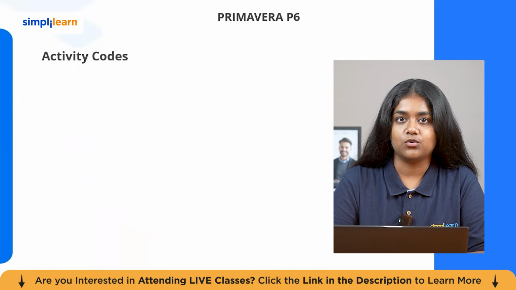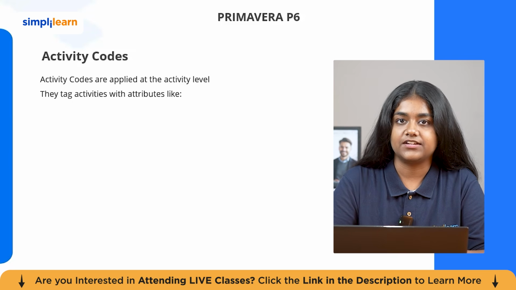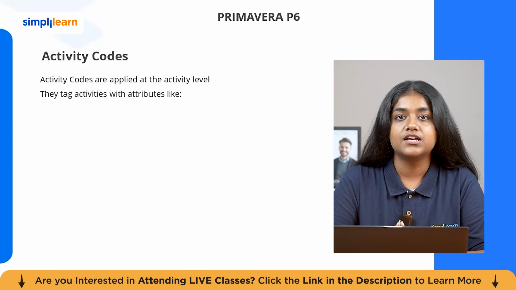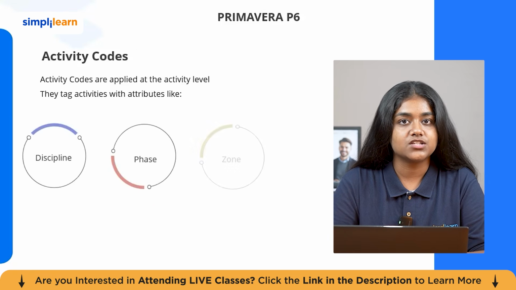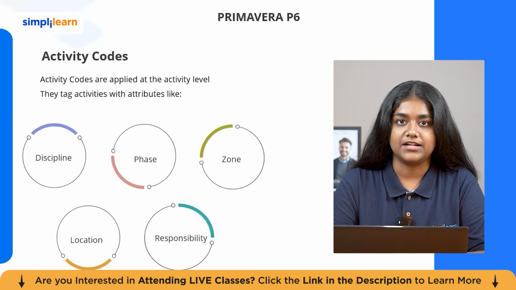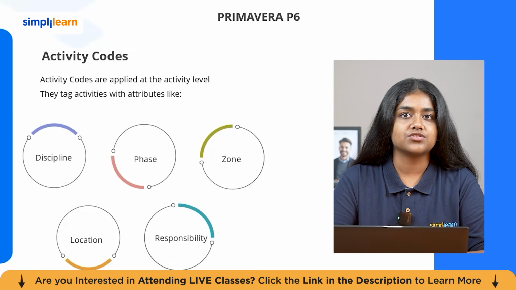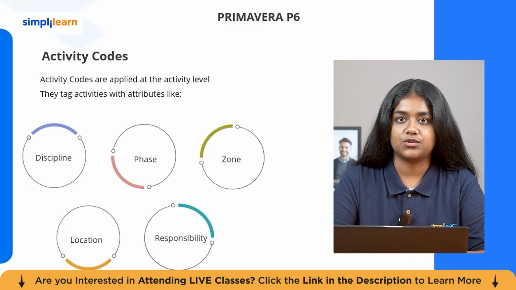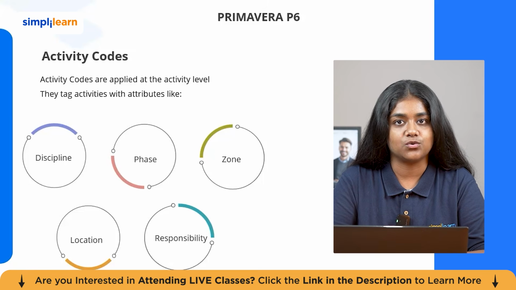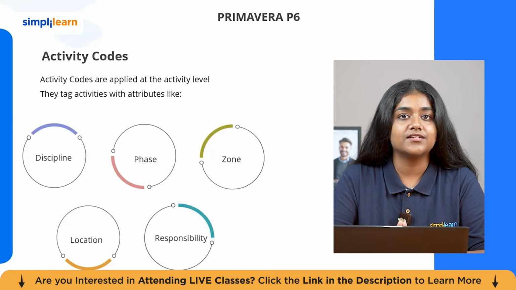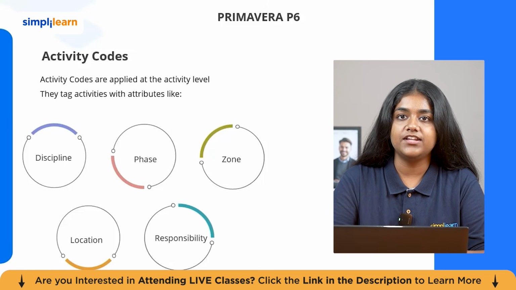So what are activity codes? Activity codes are applied at the activity level. They allow you to tag individual activities with useful information such as discipline, phase, zone, location, or responsibility. They help users filter the schedule and focus only on the activities relevant to them. For example, a structural engineer may only need to view structural activities, while a site manager may only need to view activities happening in a specific zone. On large projects with hundreds or thousands of activities, activity codes make the schedule easier to manage and communicate.